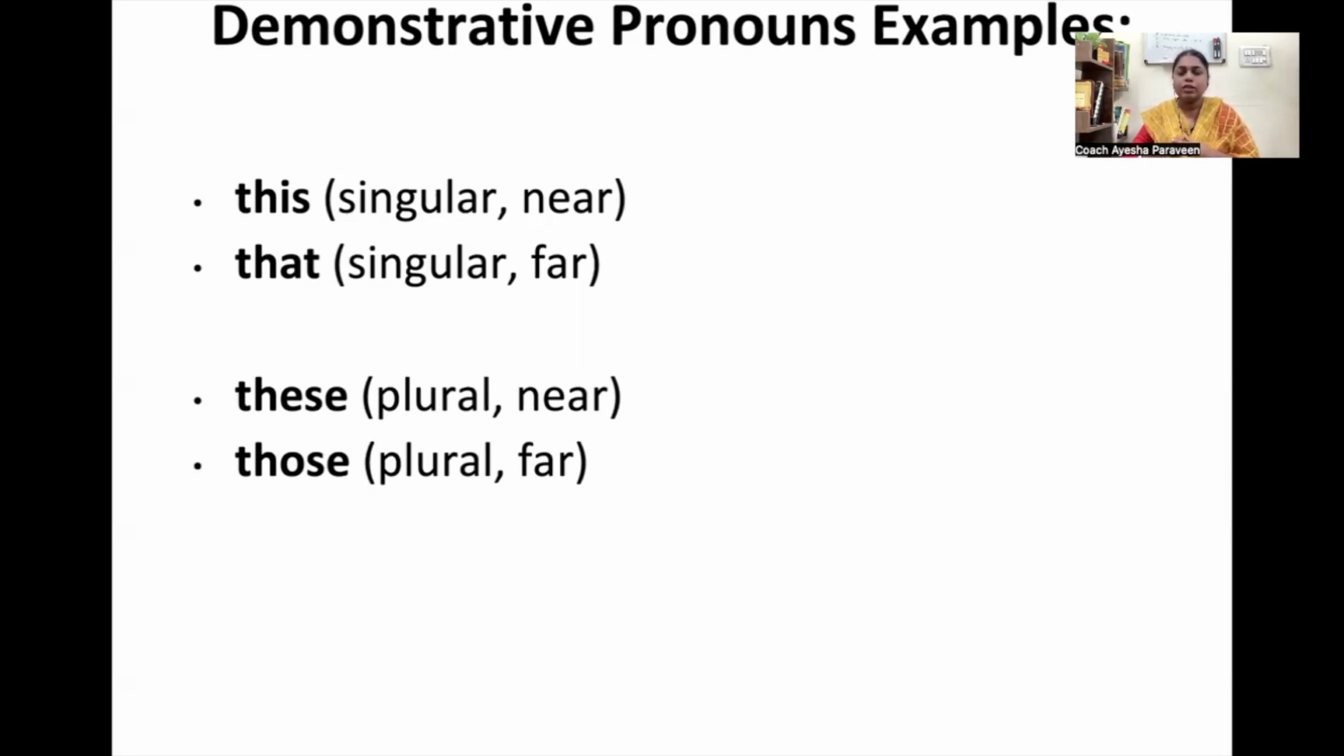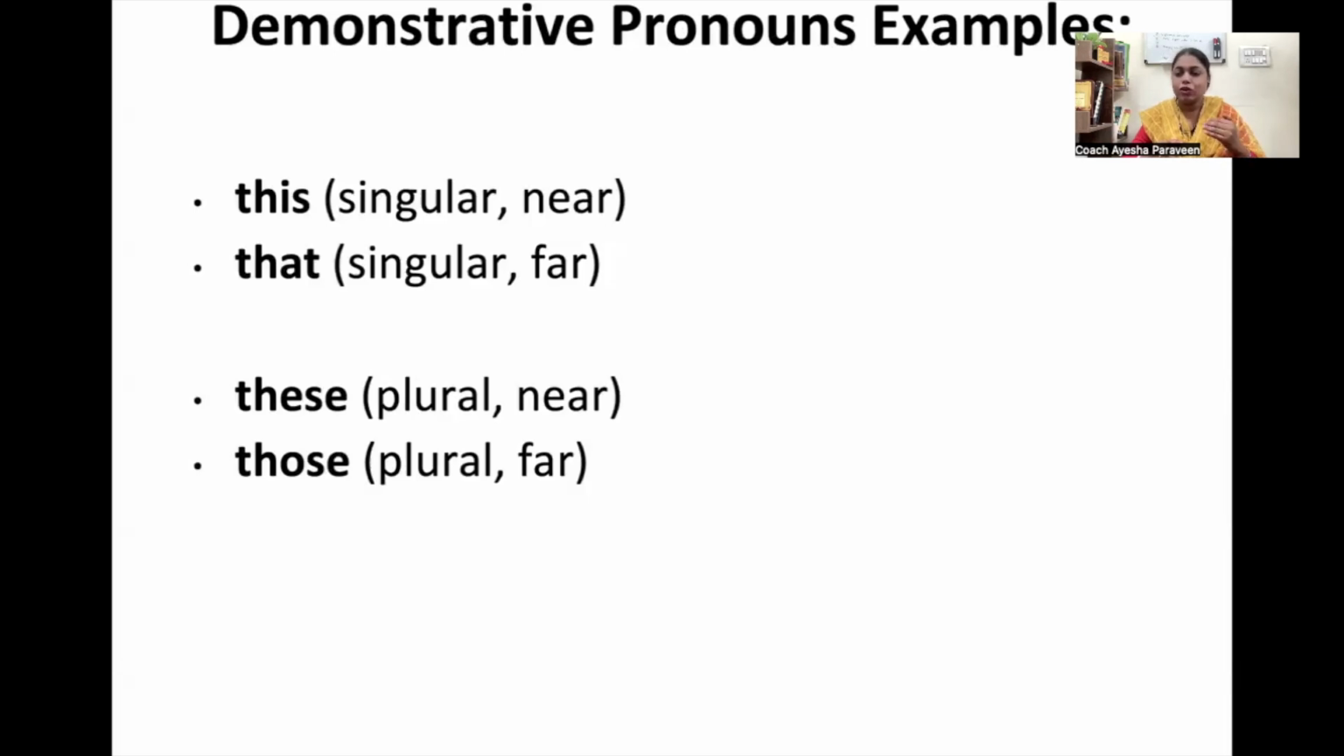When we are talking about something in a sentence that is far away from us and that is singular, we use that. For a singular thing that is near, we use this as a demonstrative pronoun, and for anything singular that is far away from us, we use that. These: when we are talking about more than one, a plural thing, and that is near to us, we use these. If something is far away from us and is more than one, we use those. These and those are for plural.